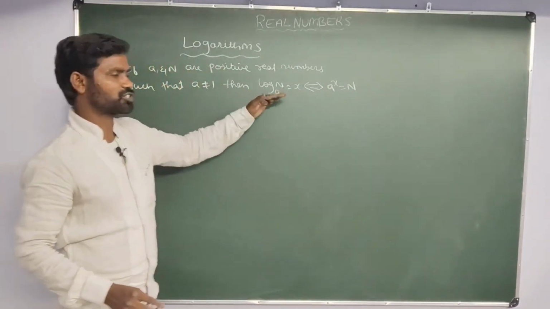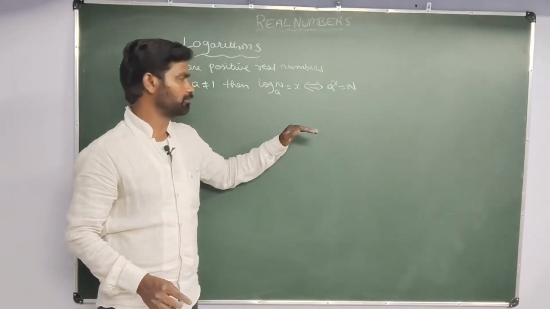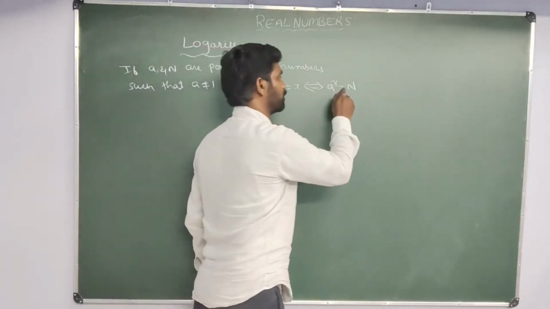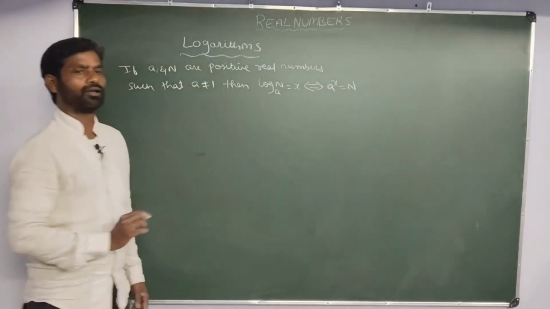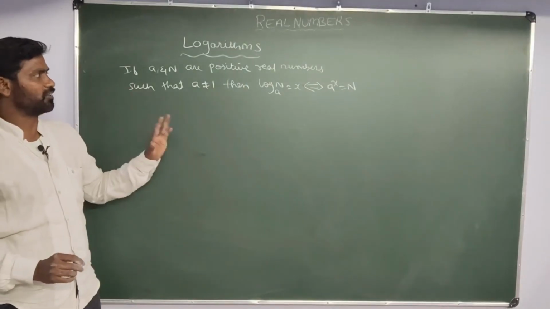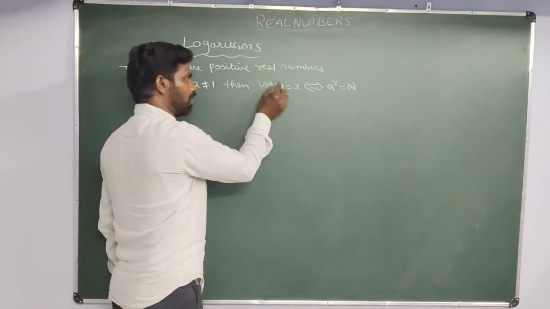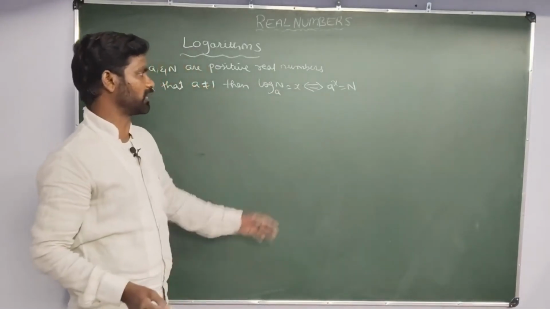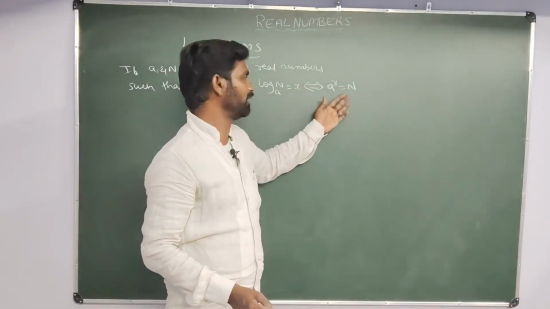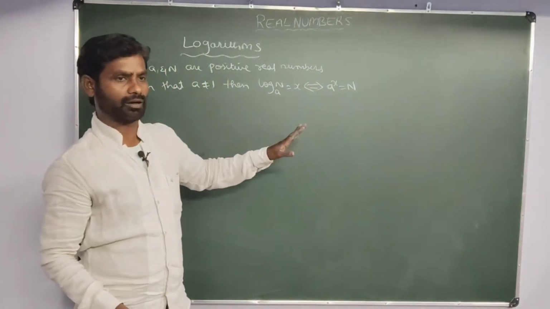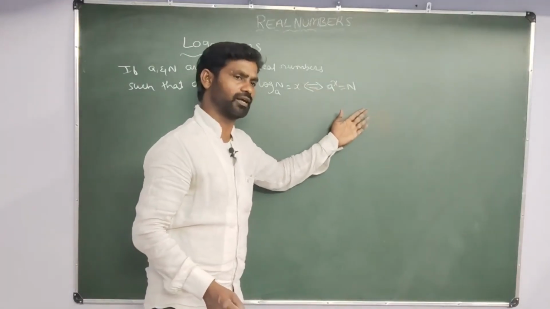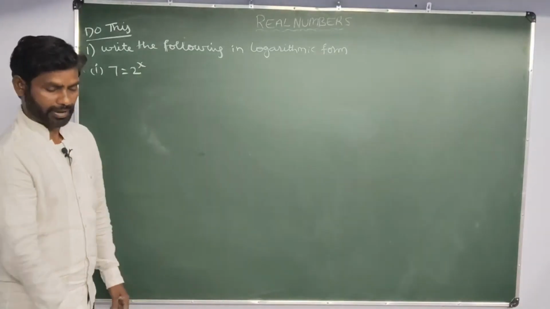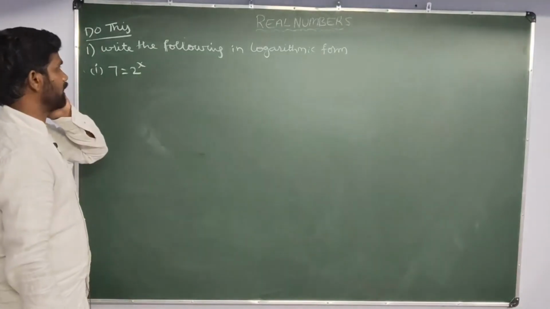So if the question is in logarithmic form, then we have to write it into the exponential form. If the question is in exponential form, then we have to write it into the logarithmic form. So the definition of logarithm is: log n base a is equal to x implies, and is implied by, a power x is equal to n. Or if a power x is equal to n, then log n base a is equal to x. Okay, right, students? Do this question in that.